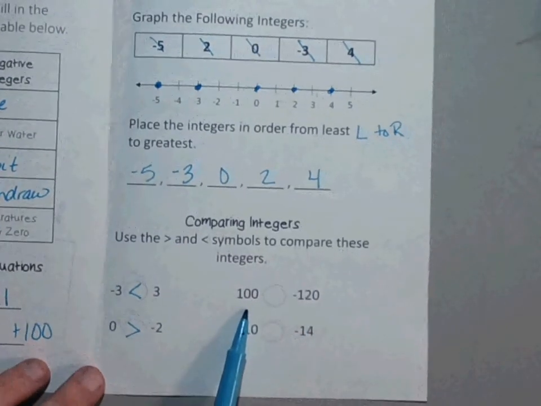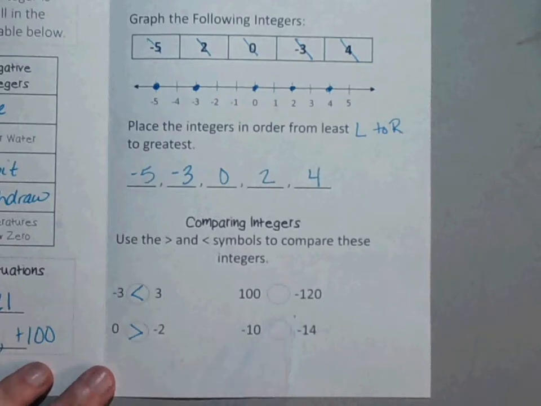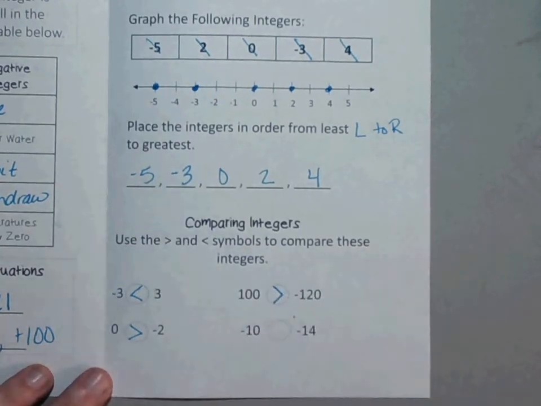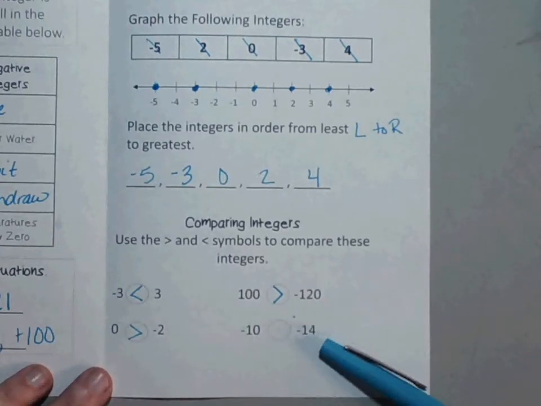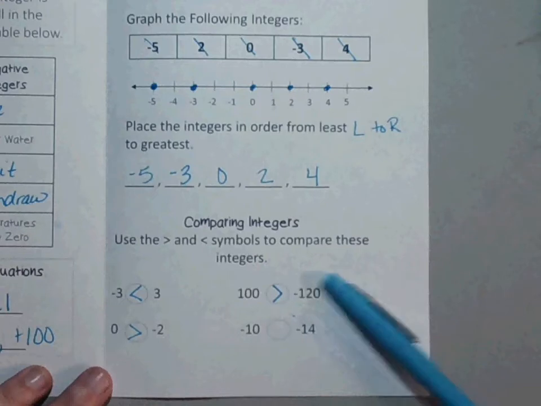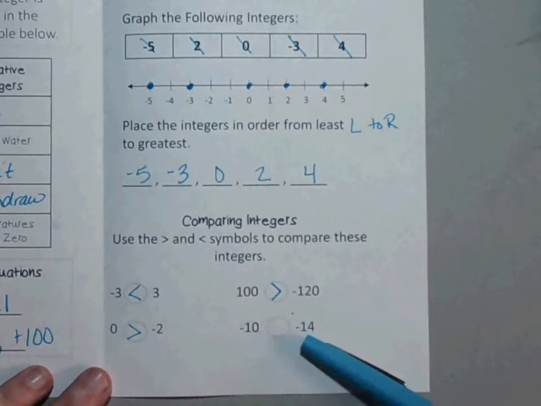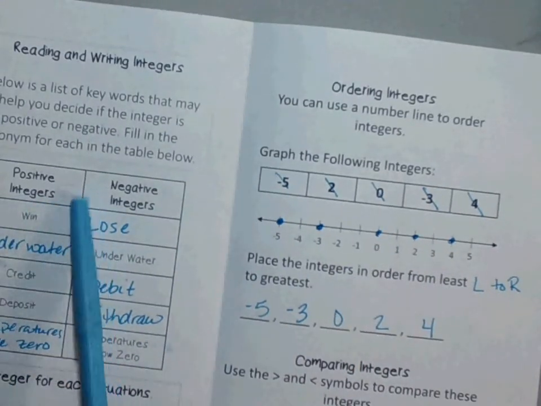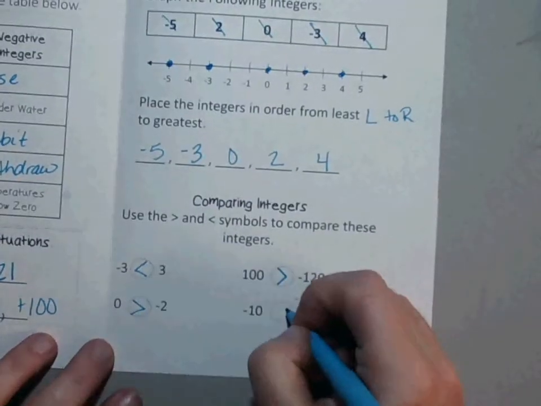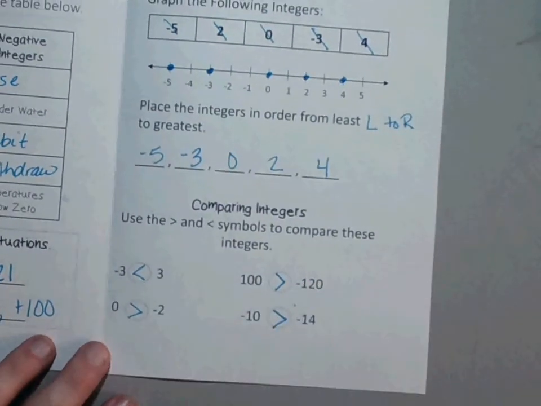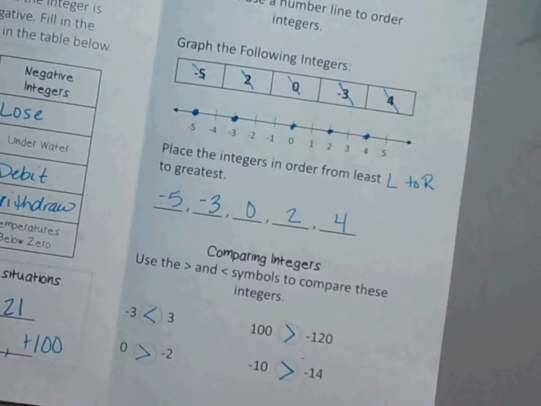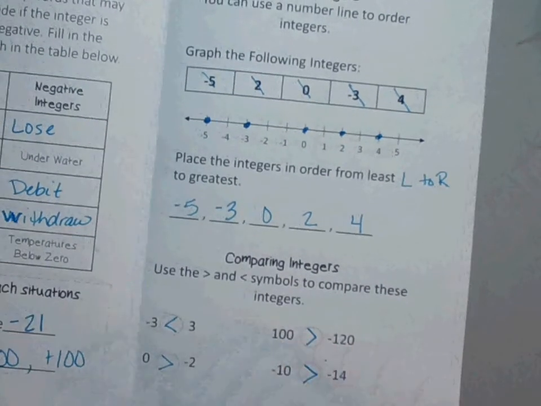Would you rather have $100 or owe somebody 120? Well, I want the greater amount. 100 will be greater than -120. Now, the problems like this one down here are the ones that typically get everybody, because they say, well, they're both negative, so negative 14 is greater because it's a bigger number. Actually, negative 14 is further to the left of 0. It's way over here on our number line. Negative 10 is greater than negative 14 because it is closer to 0. That's where most people get confused on integers when they're comparing negatives.